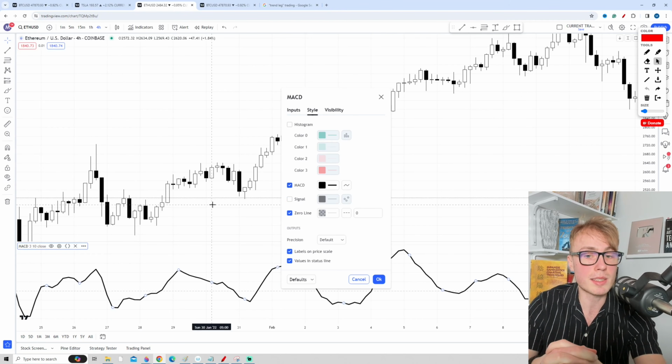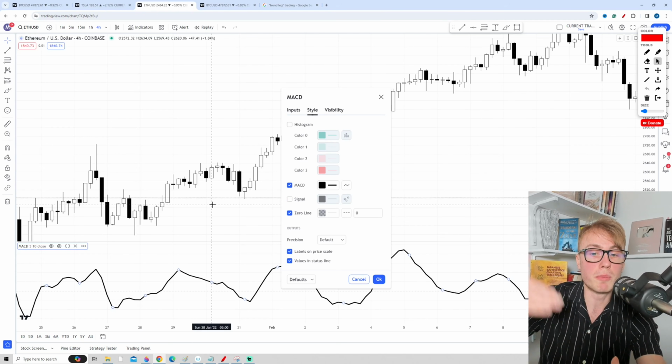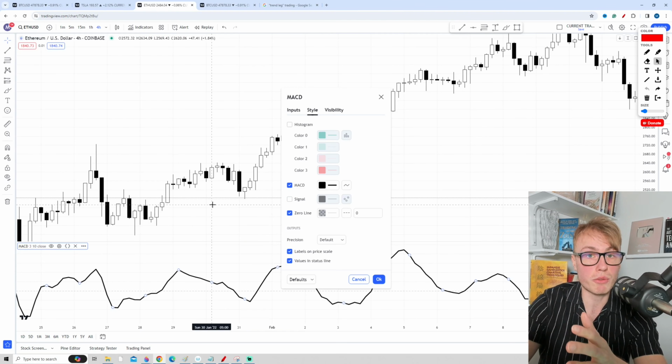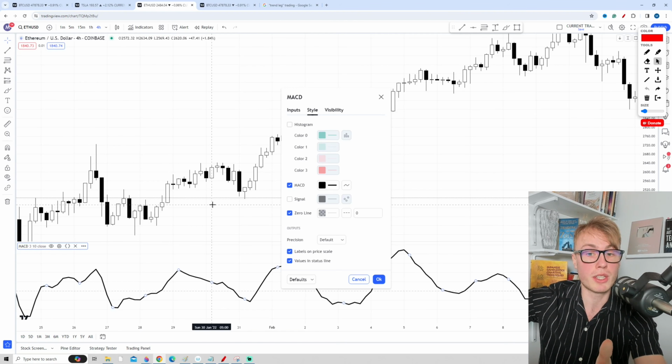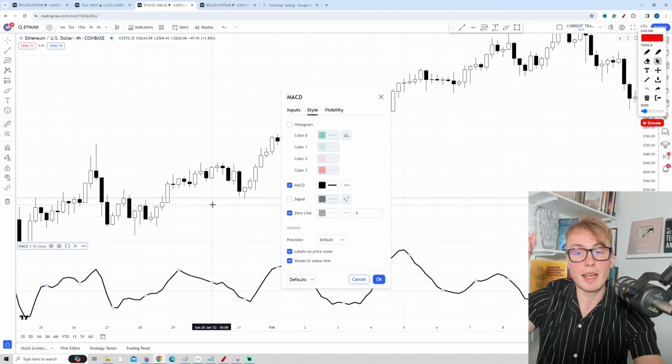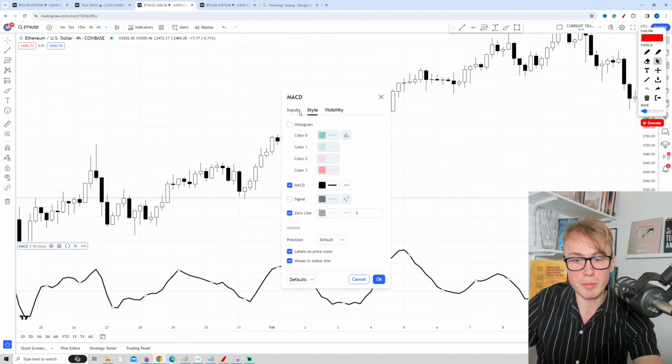The MACD is basically a measurement of momentum. And momentum is exactly what we're looking out for when we're looking out for impulsive moves. Momentum is basically a measurement of the speed and velocity of price, and that is exactly what we want to see during impulsive moves.